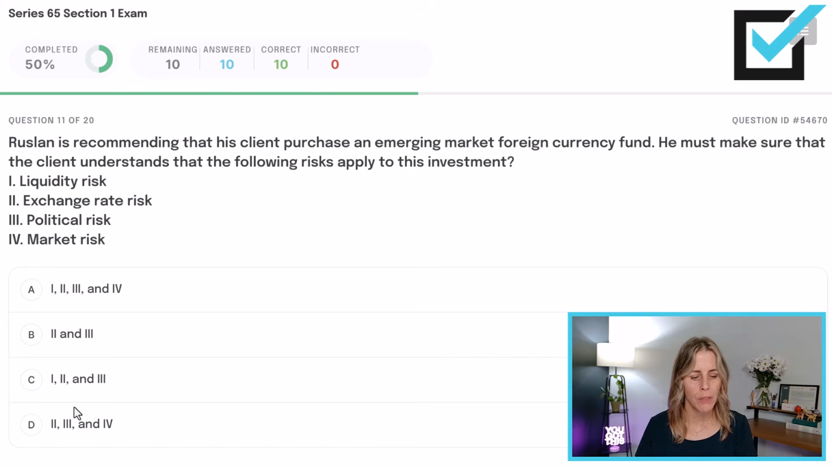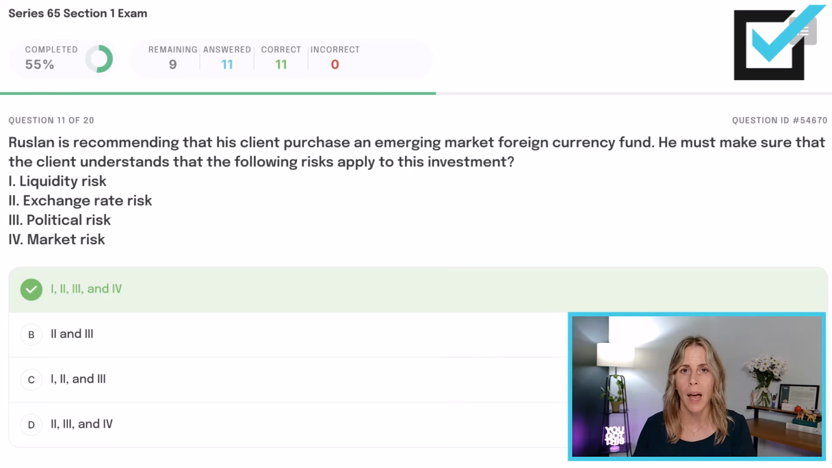No, 2 is in all of the correct answers. So is 3. So political risk, yes. Foreign government coup, let's say. Liquidity risk, emerging market foreign currency fund, might be hard to sell. And market risk, well, anytime you're invested in a security, you have market risk. So Ruslan must make sure that the client understands that all of these types of risks will apply to this aggressive investment.